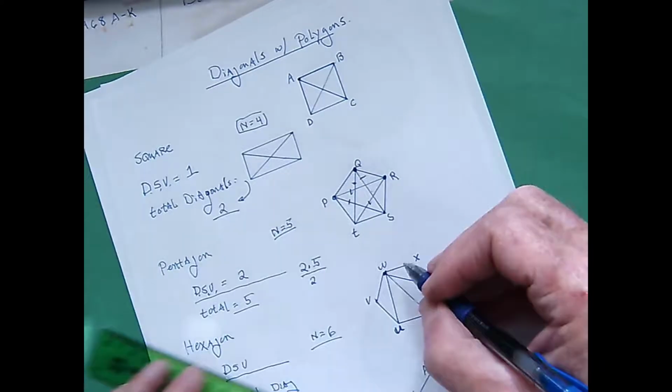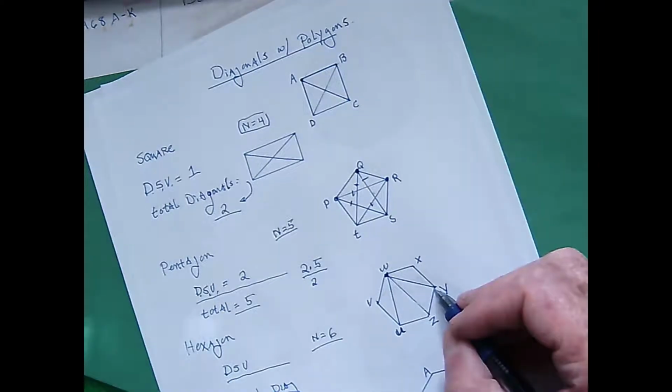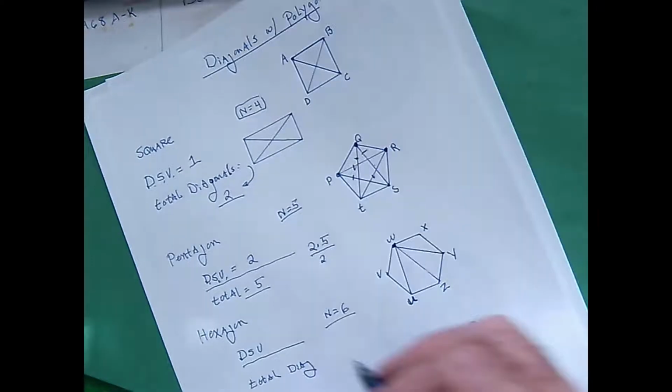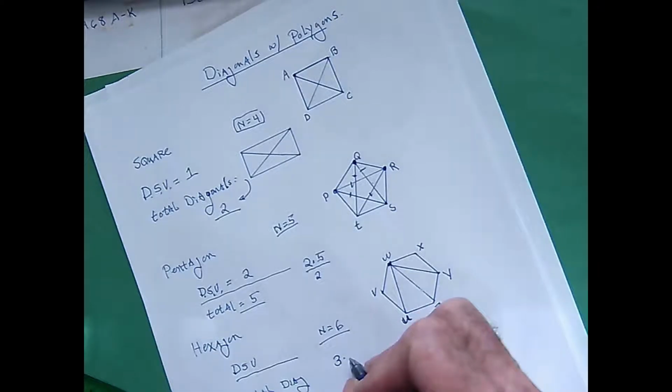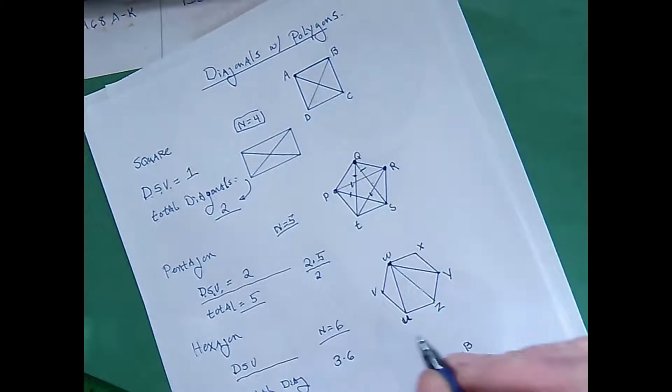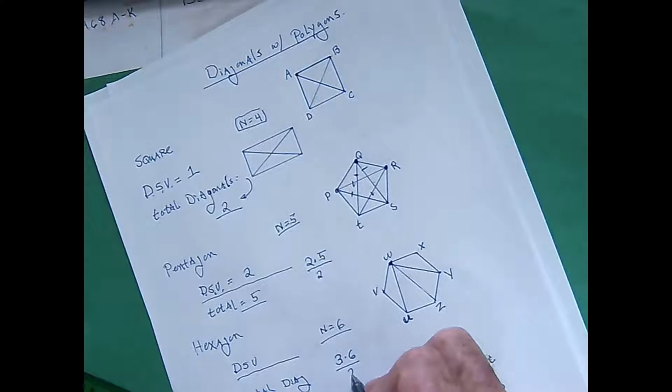And I can show 3 from X, and 3 from Y, and 3 from Z, and 3 from U, 3 from every vertex. Makes me think I could do 3 diagonals from every vertex, and I got 6 vertices. But you know I'm going to be counting everything twice, huh? So I don't want to do that.